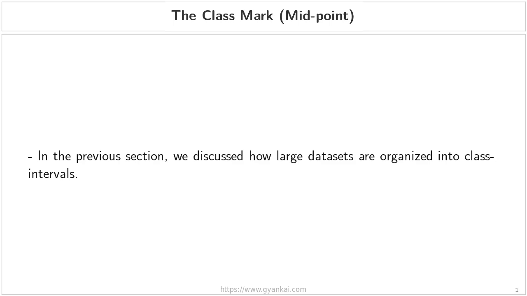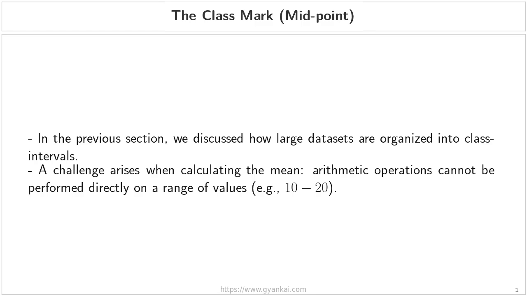Welcome, everyone. To begin today's lesson, let's take a quick look back at what we've already covered. In our previous section, we discussed how we take large, messy datasets and organize them into neat, manageable groups called class intervals. Now, as we move into calculating the mean, we run into a bit of a mathematical hurdle. You see, when we are working with these intervals, we are dealing with a range of values, such as 10 to 20. The problem is you cannot perform standard arithmetic operations, like addition or division, directly on a range or a hyphenated interval. You can't simply add 10 to 20 to find an average.